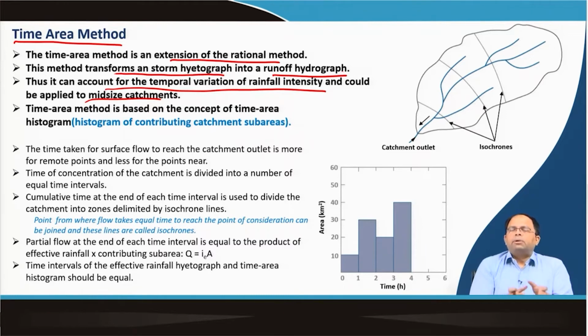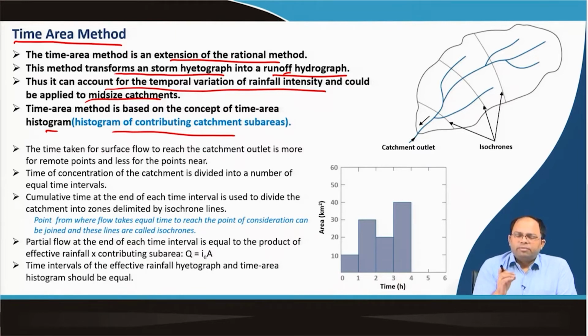I was saying at the beginning that a hyetograph is to be converted to a hydrograph. Hydrograph means the runoff, the volume of runoff, how it changes over time, and cumulatively we can determine the total quantity of runoff as well. So, that is a hydrograph for a particular point, for a particular area. So, the hyetograph needs to be converted into a hydrograph. The time area method is based on the concept of a time area histogram of contributing catchment sub areas. So, we need to multiply the time of rainfall with the area for which that rainfall is valid. Both time and area are considered to determine the total quantum of runoff for that particular area.